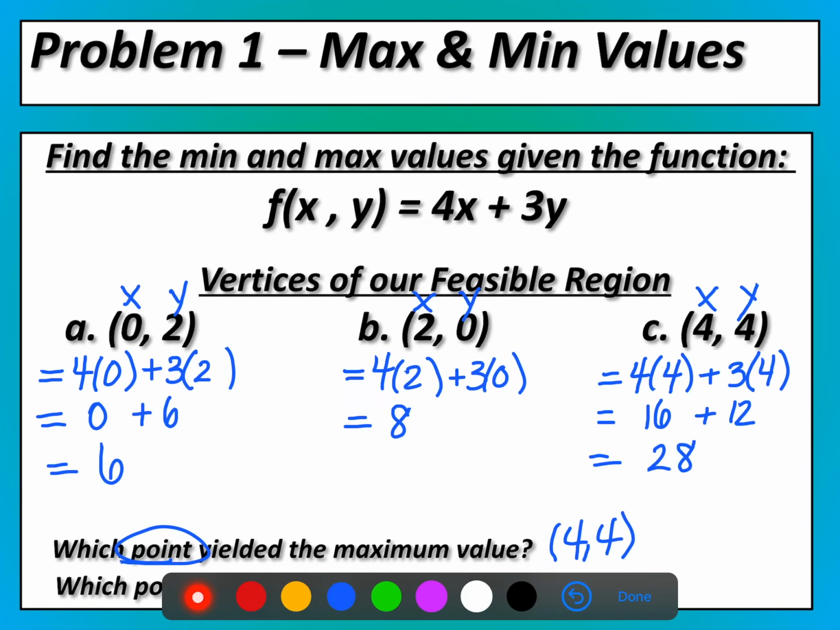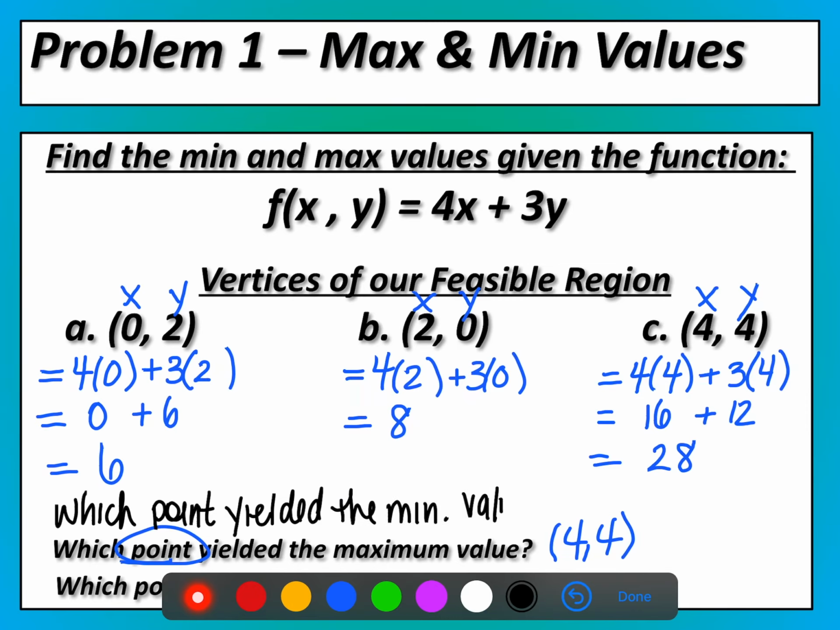Okay, and it's actually blocked here, so I'm going to write above it: which point yielded the minimum value. Okay, so which ordered pair gave us the smallest value? It was (0, 2). So the minimum is (0, 2), and the maximum is (4, 4).